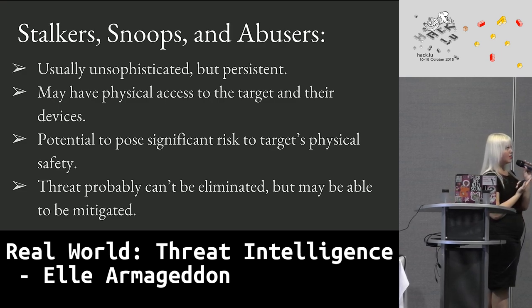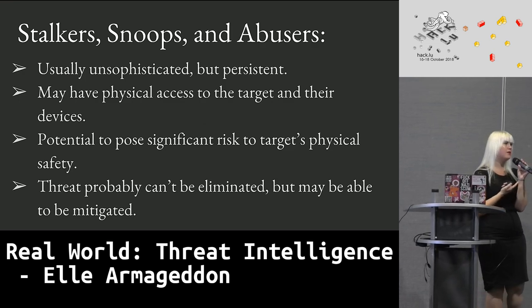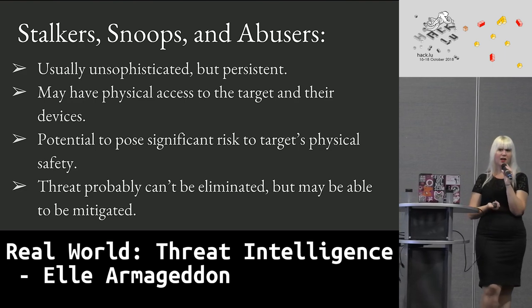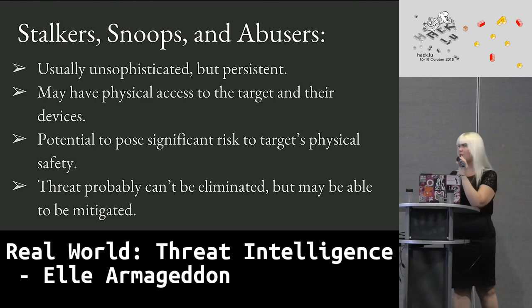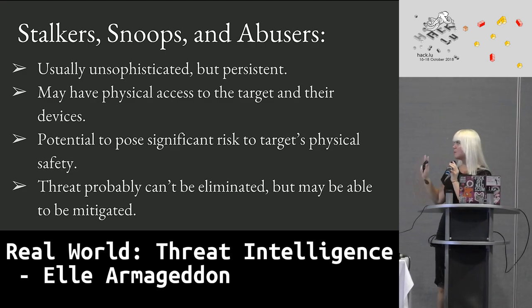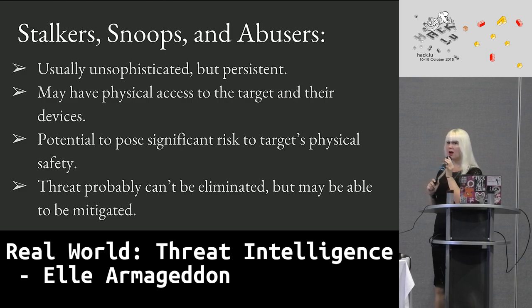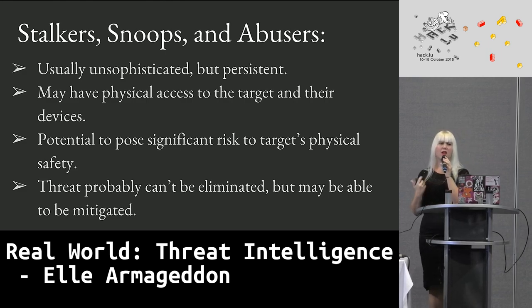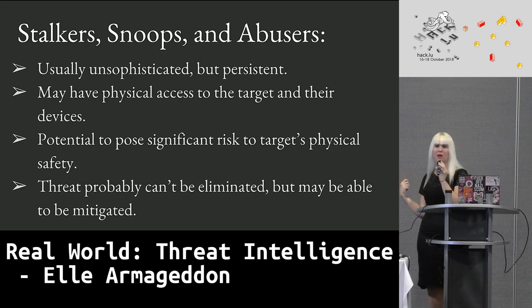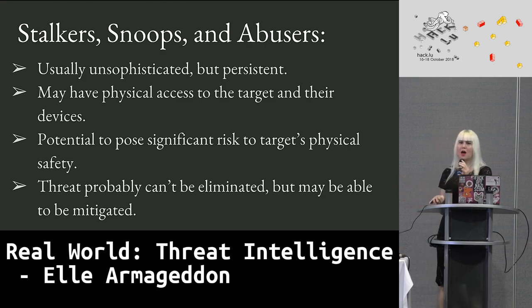So with all of these threats, we're looking at a potential risk of bodily harm to our target if they're handled incorrectly. And that's something that's really important to keep in mind when we're making recommendations. These particular threats probably can't be eliminated, but in a lot of cases they can be mitigated so that at least our targets have a chance at living a happy, fulfilling life. And that's going to be our goal here, right? We can't make somebody stop obsessing over someone, but we can make it a lot harder for them to impact that person's day-to-day life.